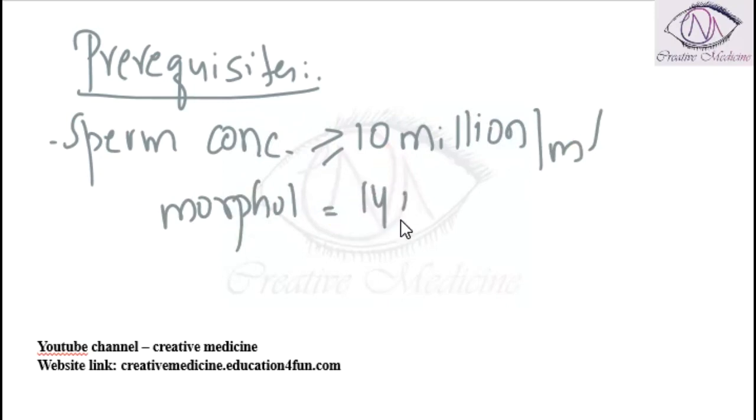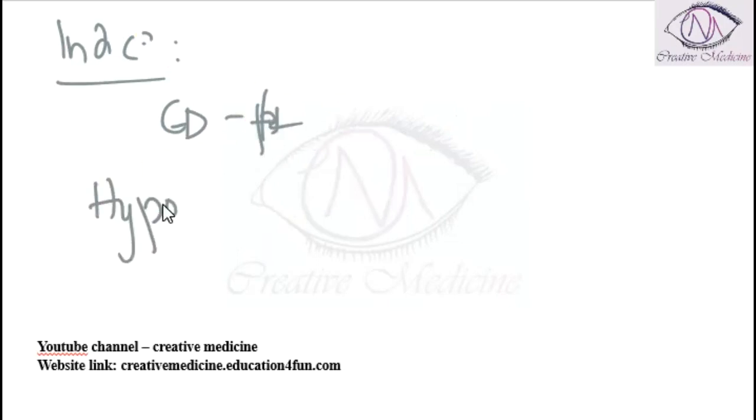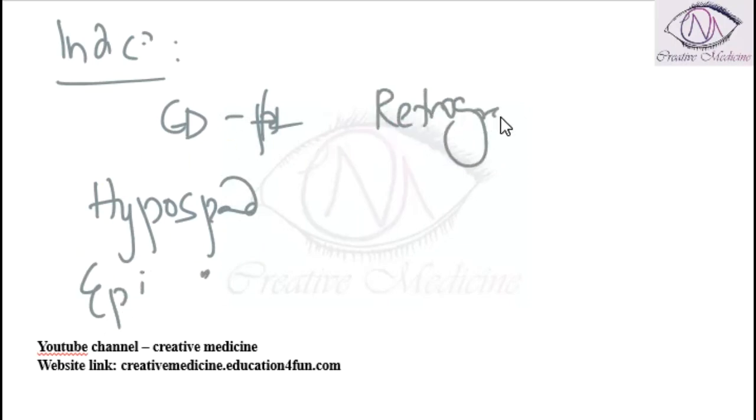Indications of intrauterine insemination. Intrauterine insemination is done if the male has any ejaculatory problems or in presence of hypospadias, epispadias, or any retrograde ejaculation. In these conditions, we can do intrauterine insemination.